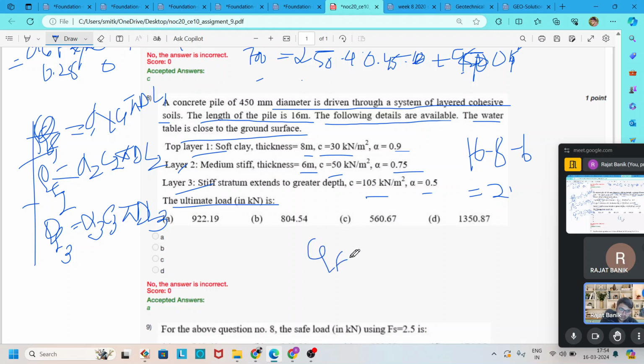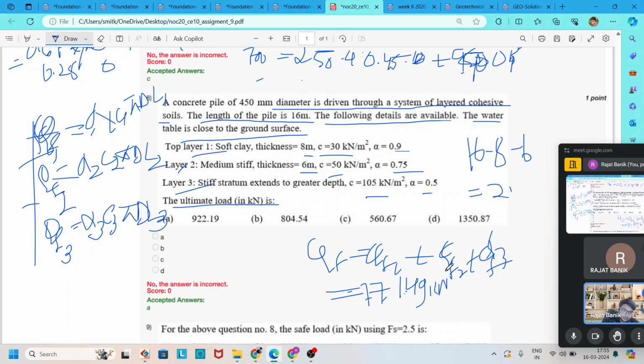So put all these values in and get the answer. QF is QF1 plus QF2 plus QF3. Alpha is 0.9 into C is 30 into 8 into 3.14, plus 0.75 into 50 into 6, plus 2 into 105 into 0.5, into 3.14 into the diameter given as 0.45. So the answer, total QF, is 771.49 kilonewton.